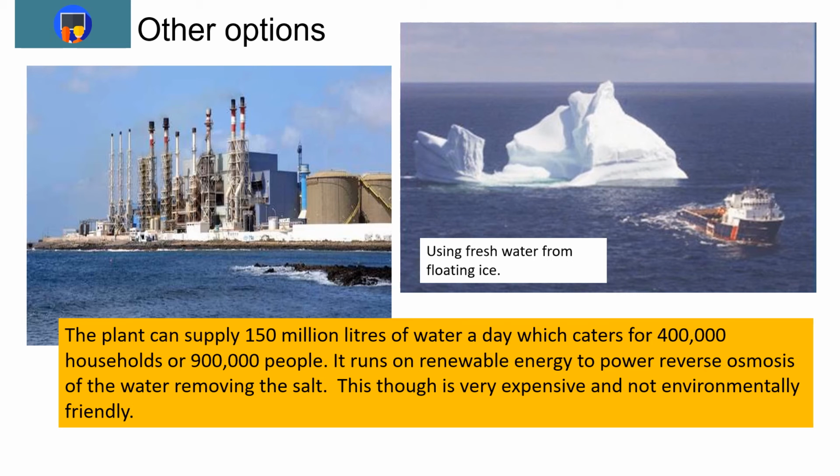On the board now are some other possible options that some governments in some countries are choosing to use to help reduce water stress for their specific country. On the left-hand side, we have something called a desalination plant. Essentially, a desalination plant removes the salt from salt water. These plants can supply up to 150 million litres of water a day, so about enough water for 400,000 households or about 900,000 people. So potentially very, very useful in the future.